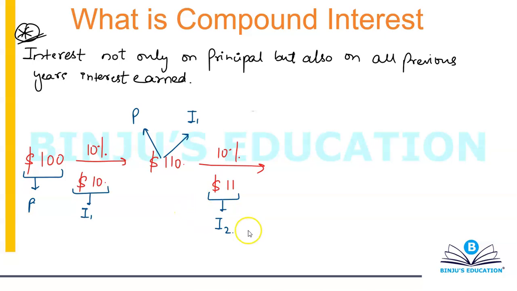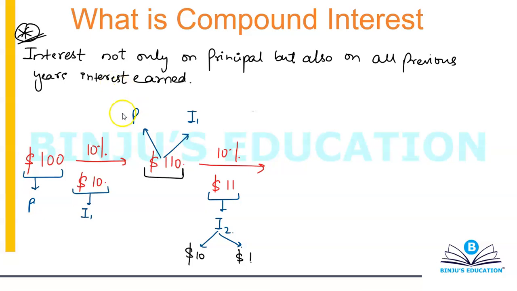Your I2 basically comprises two things. If I dig this further, this I2 comprises $10 and $1. 10 plus 1 makes 11. Now, when you talk about the $110 which was deposited for the second year, this 110 basically comprised two things: the principal amount as well as the first year's interest.